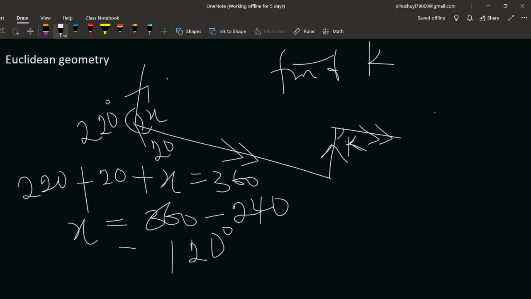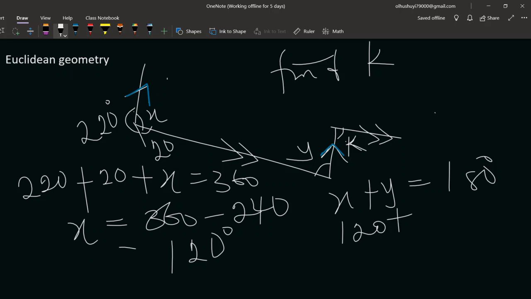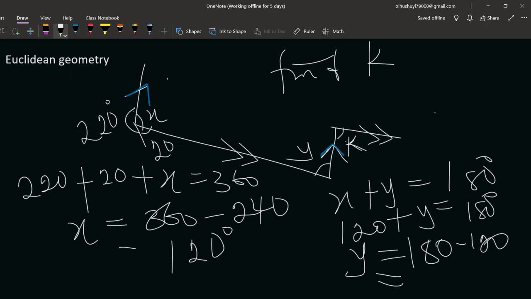And if x is 120 degrees, then we call this place y. I name the angle y. I know definitely that x plus y is 180. How? They are angles between two parallel lines. See these parallel lines? The angles between parallel lines sum up to that. So you have this x value 120 plus y is equal to 180. So y definitely will be 180 minus 120, and that is 60 degrees. So y is 60 degrees.